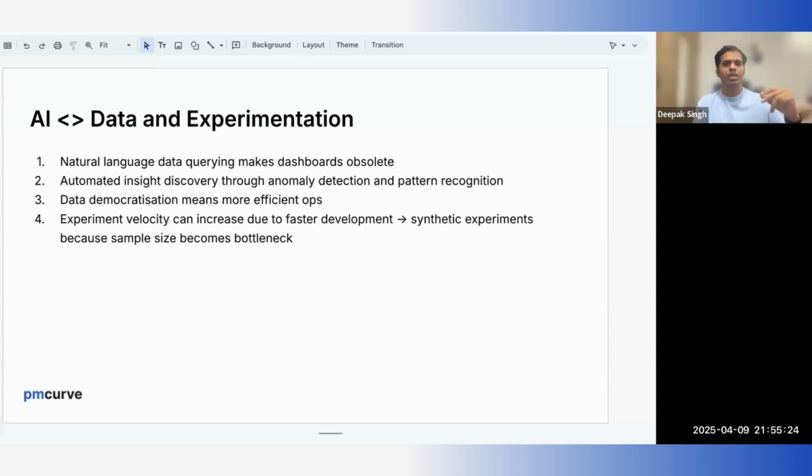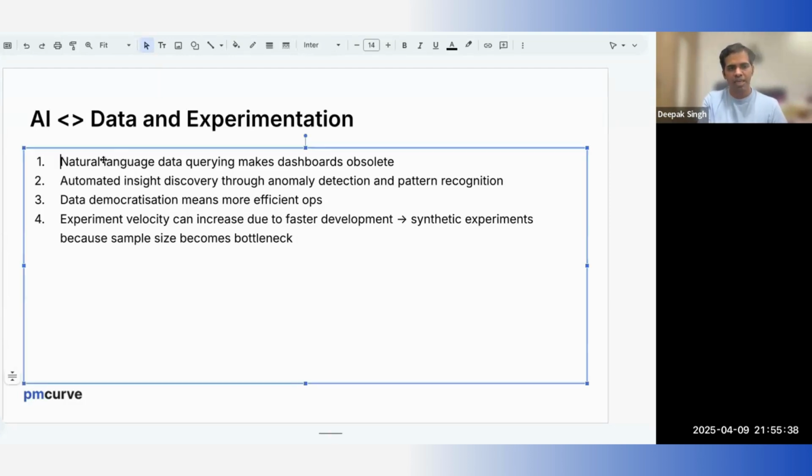Second, over time you can also automate insight discovery, because anomaly detection algorithms and pattern recognition algorithms can automate insights for your entire org. And my sense is the analyst job shifts from writing queries to automated insight discovery.